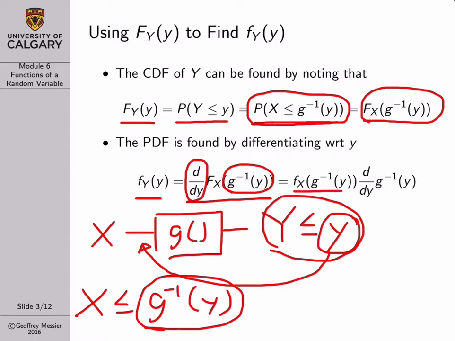Using the chain rule for differentiation, we have the PDF of x with the inverse function replacing all instances of lowercase x, multiplied by the derivative with respect to y of the inverse function with little y as its argument.